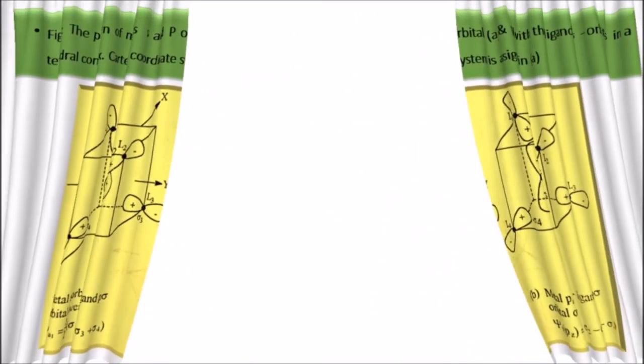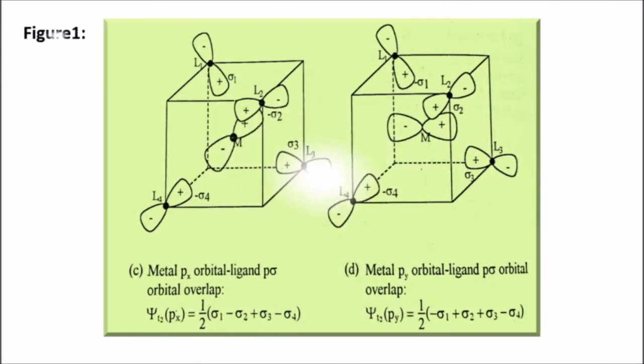Now px and py, the next pictorial presentation we're going to see, is how px and py are going to orient and overlap with this. In px, you can see that ligand 1 is going to have a positive interaction with this px, while ligand 2 is going to have a negative interaction. Ligand 3 is having positive interaction, and ligand 4 has negative interaction.